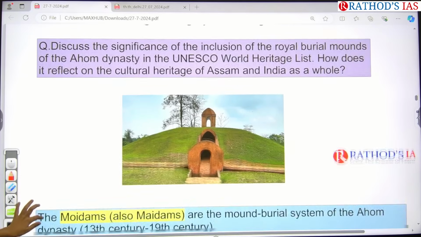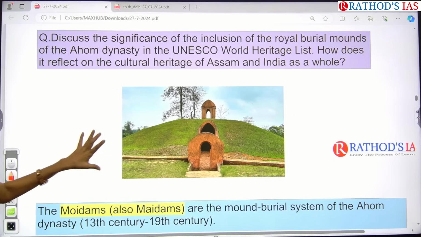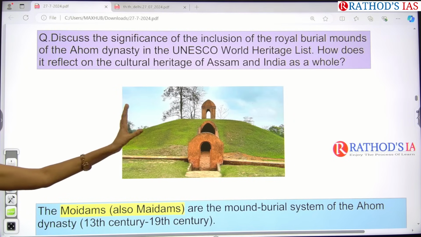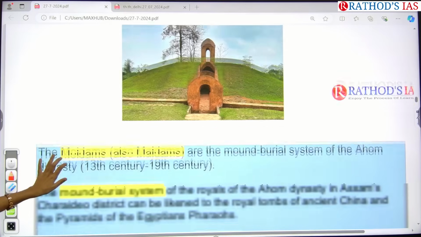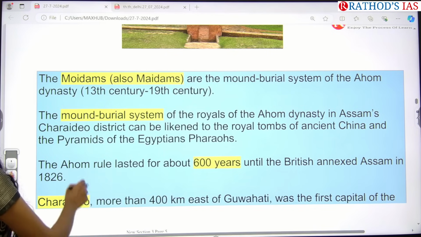Okay, I gave you one mains question. Try to answer this question once so that we can go to the basics. Okay, so this is that Moidam. You can see how beautifully they built the entrance and the dome shape, everything. These Moidams are also called Maidams. They are mound burial systems of the Ahom dynasty.